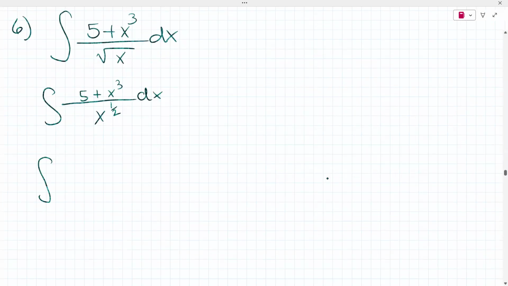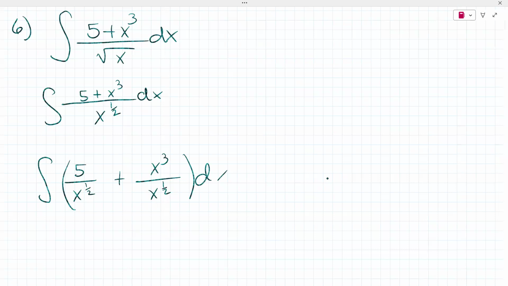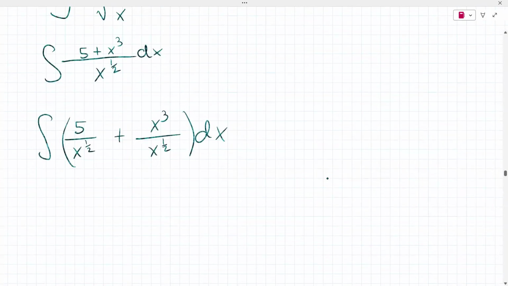Now what you're doing is you're literally dividing each term by x to the 1/2. So this 5 is divided by x to the 1/2, plus, and then you're dividing the x cubed by x to the 1/2. And then you have the dx. Okay, let's clean this up.